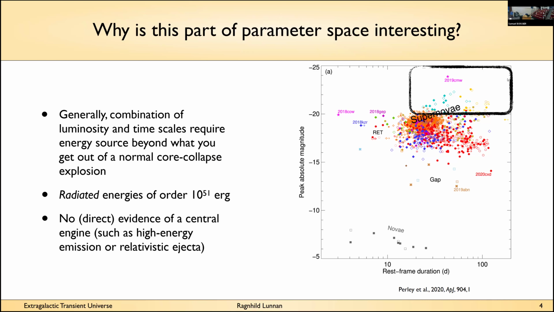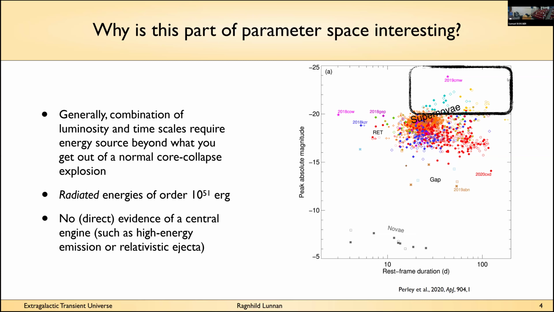So let's start off with, why is this part of parameter space interesting? Why have we, ever since we found them, tried to basically figure out what these things are? I think what first really caught the interest is that these transients are brighter than you really expect supernovae to be from a standard physical model. And in particular, the amount of energy is more than what you can get out of a normal neutrino-driven core collapse explosion. We're talking radiated energies of the order 10 to the 51 ergs.